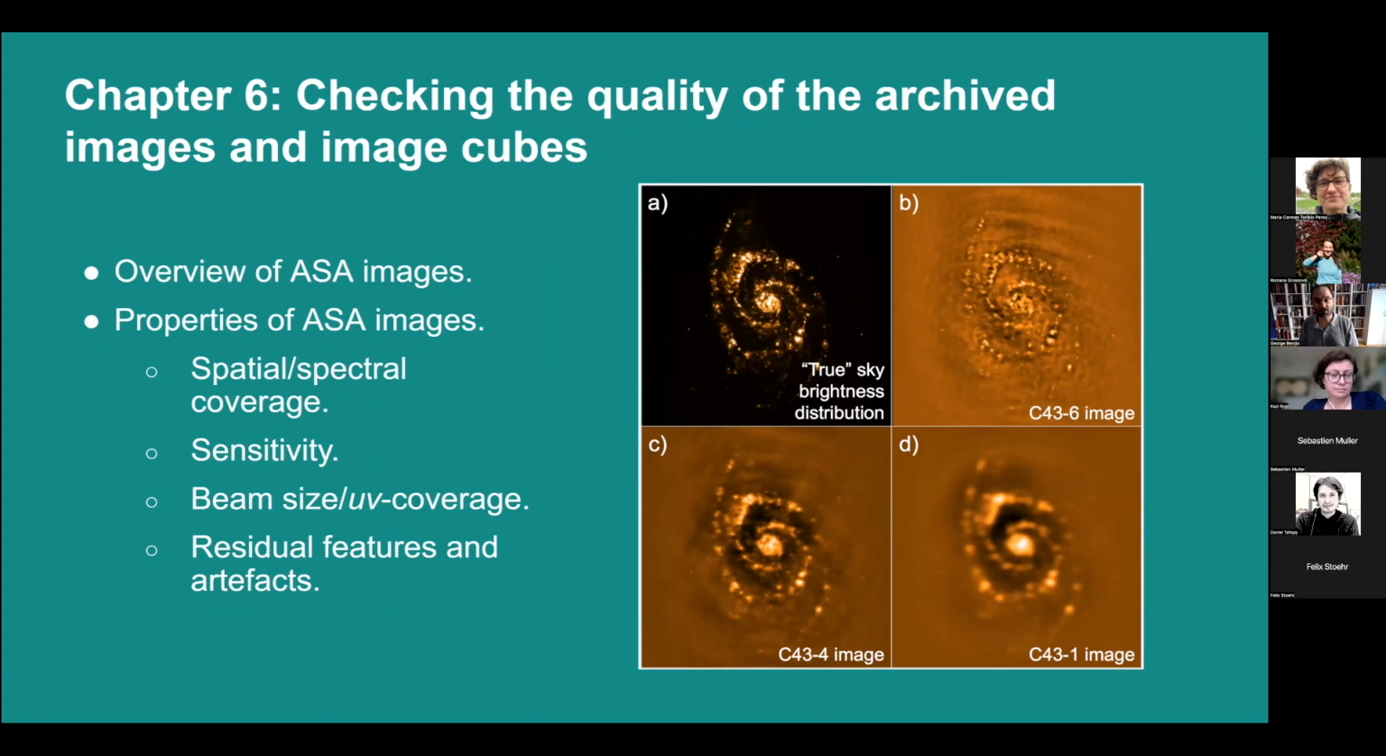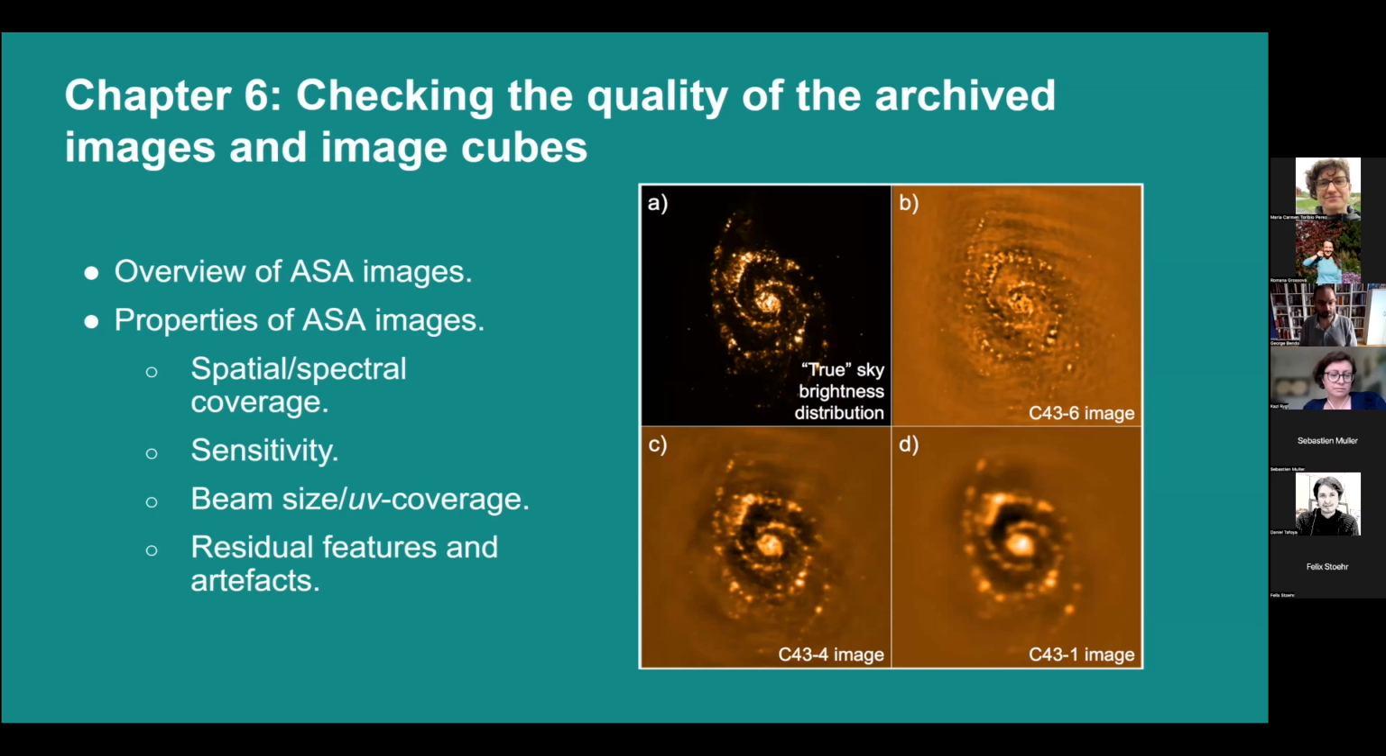Chapter 6 goes into checking the quality of the archived images and the image cubes. This provides a very brief explanation of the ALMA Science Archive images, but then goes into a lot of details on the properties of ALMA Science Archive images. Some of these concepts may be fairly familiar to all astronomers, like there are discussions on spatial and spectral coverage and sensitivity. Other things may be a little bit new to observational astronomers who have not worked with interferometry before.